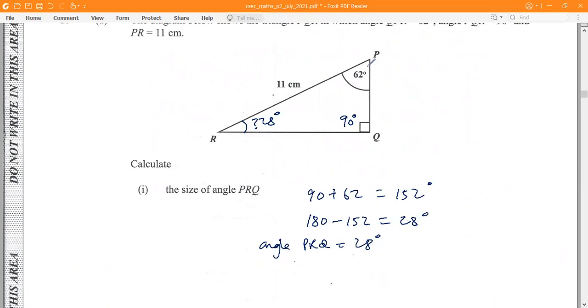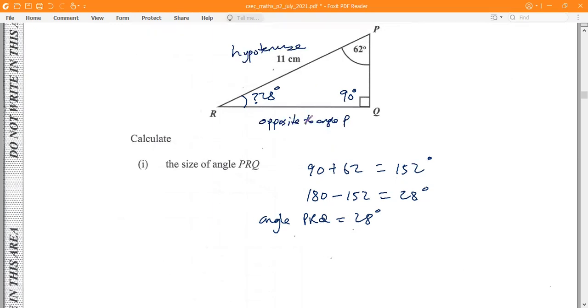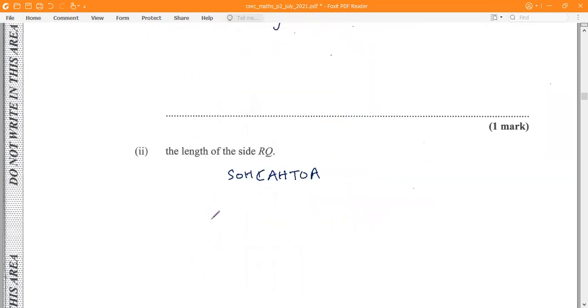So if we are using angle P, then RQ will be opposite to angle P. And the longest side is called the hypotenuse, which is opposite the 90-degree angle. So if we are using angle P with 62 degrees, we will use sine. We'll write sine P is equal to opposite over hypotenuse, as evidenced by our acronym. SOH means sine is equal to opposite side divided by hypotenuse.